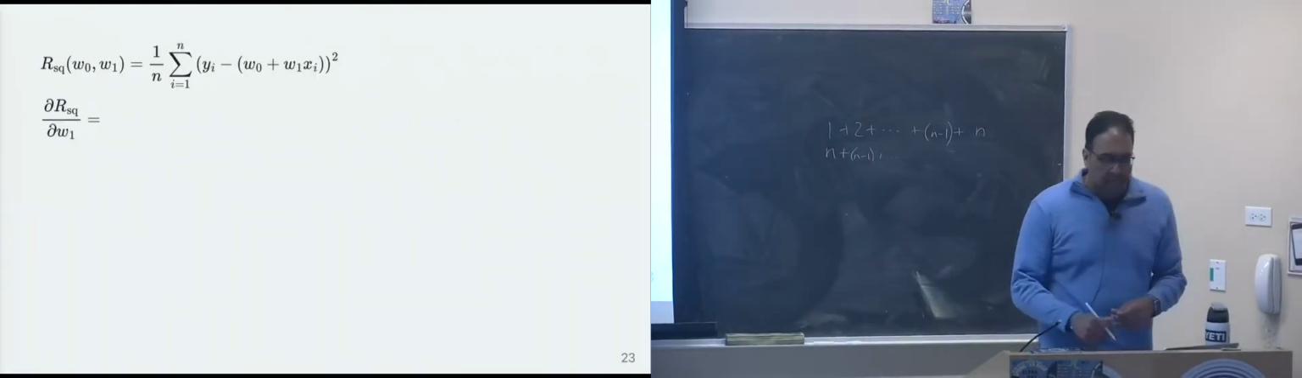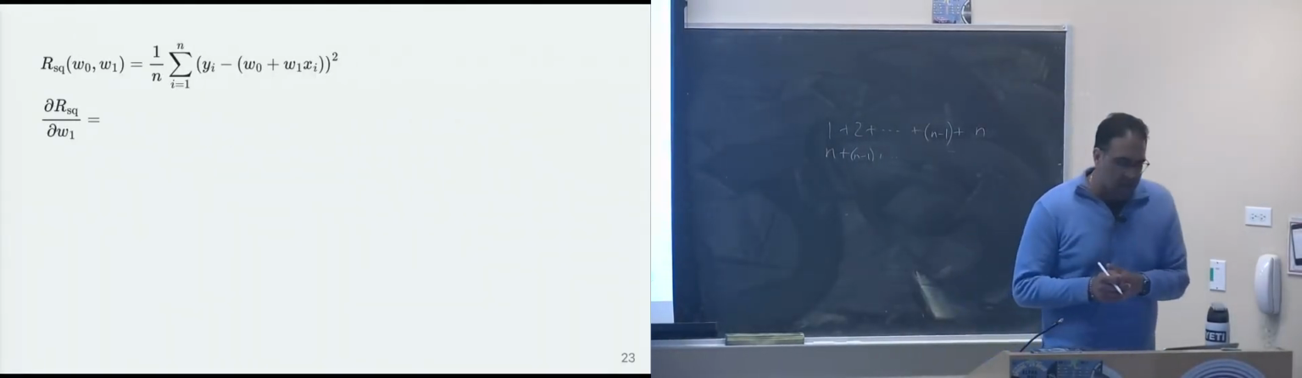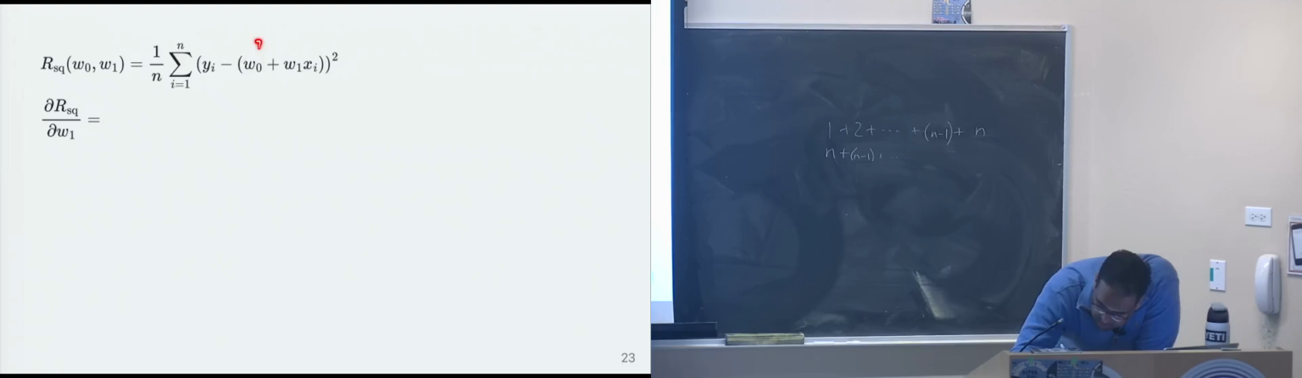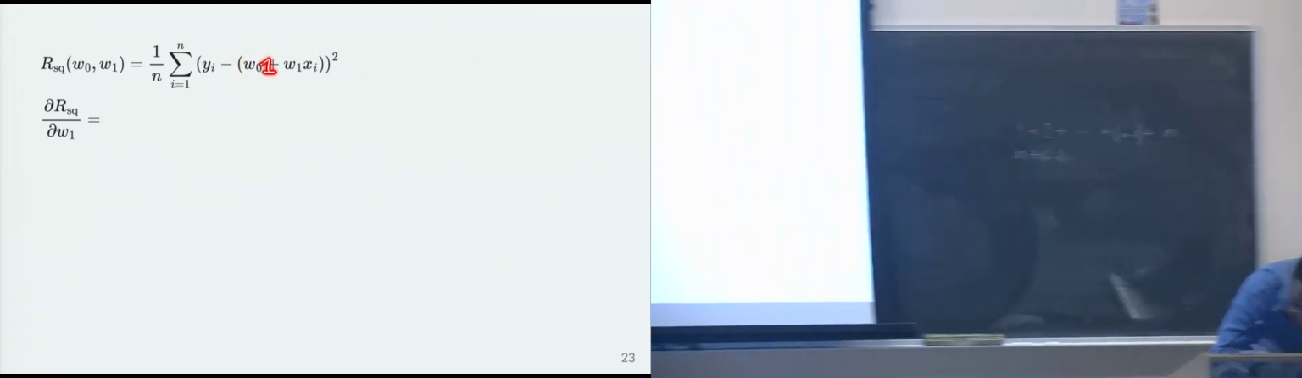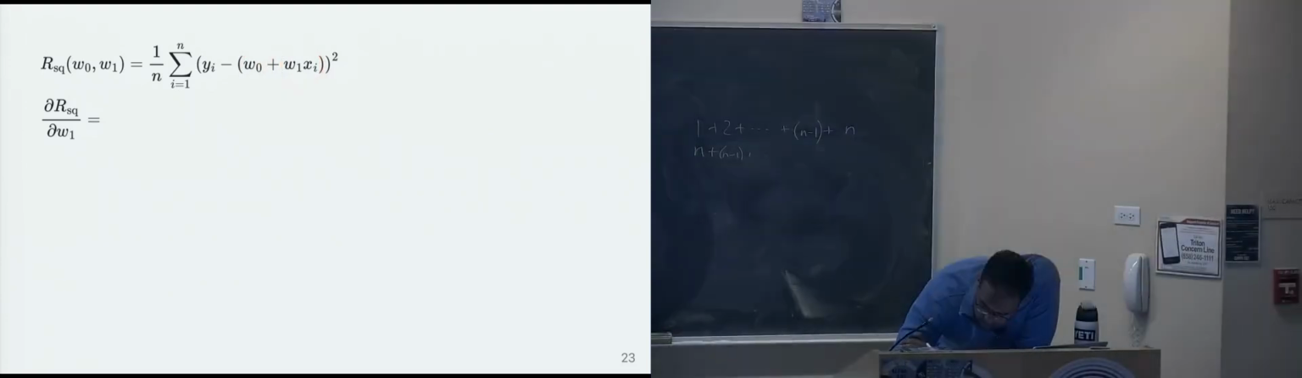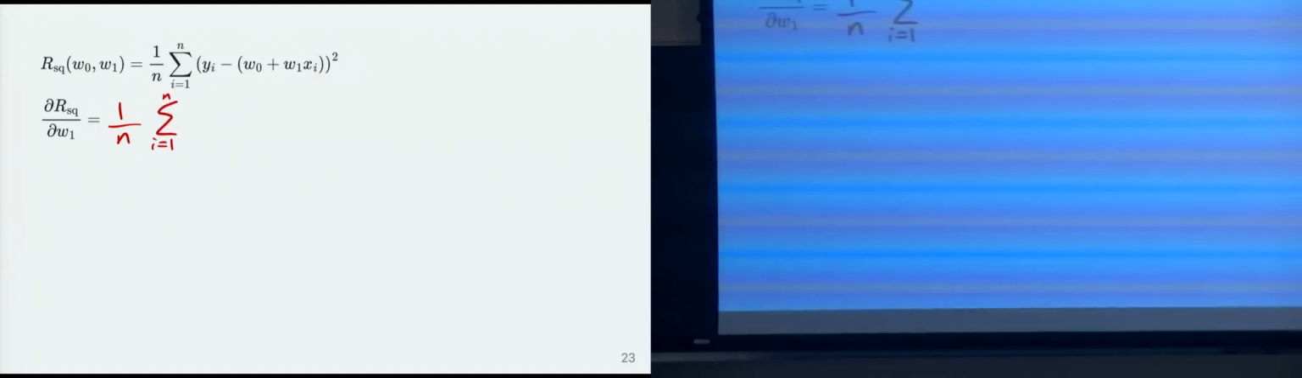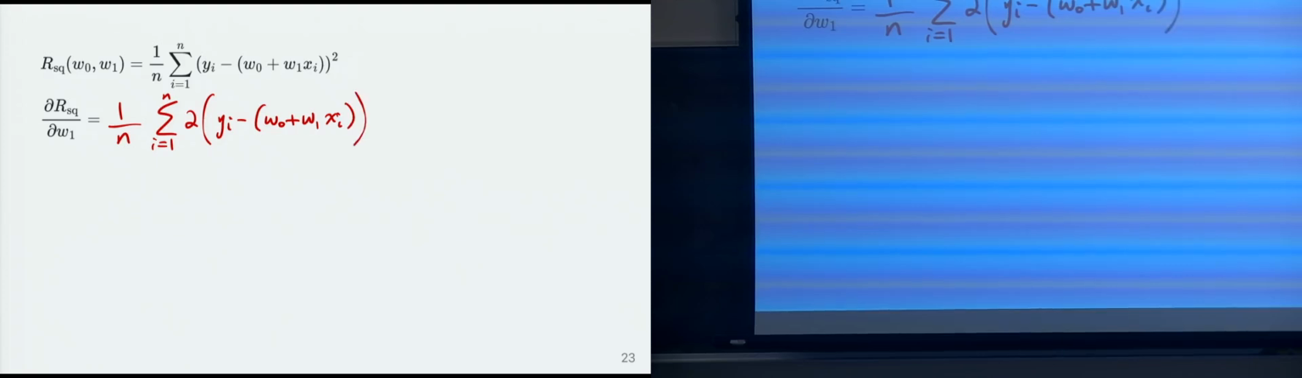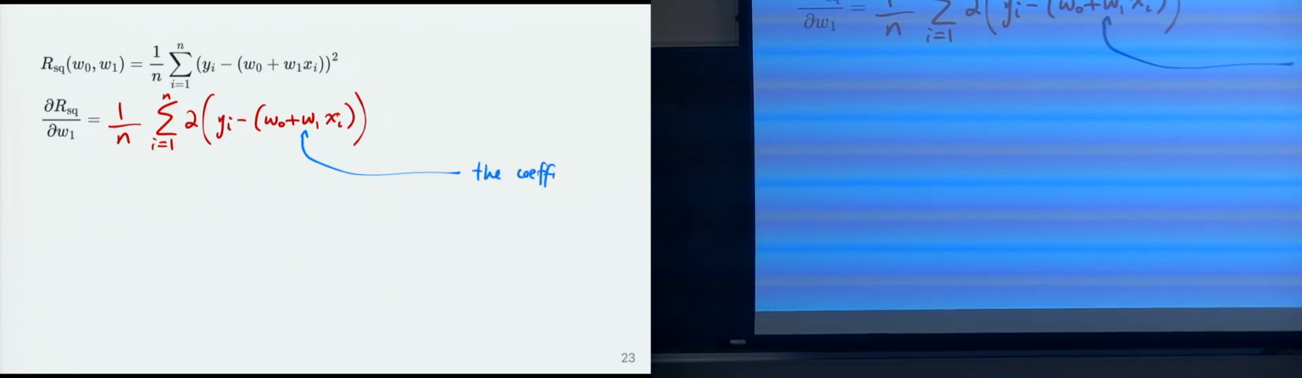We also need to find the partial derivative of mean squared error with respect to w1. And it's going to be slightly more complicated because here w naught wasn't being multiplied by anything. Well, I guess it was being multiplied by 1, whereas w1 is being multiplied by something. So that'll make it slightly more complicated, but largely the same process follows. Still 1 over n times the sum of 2 times yi minus w naught plus w1 xi. Now, what's the coefficient on w1 if you expand? Good.